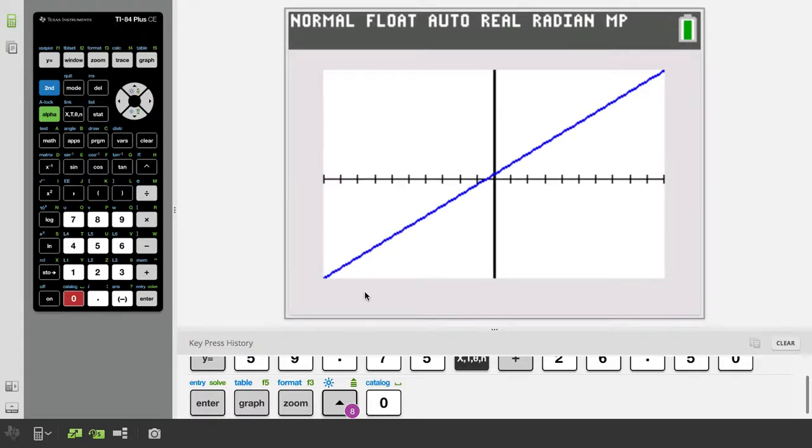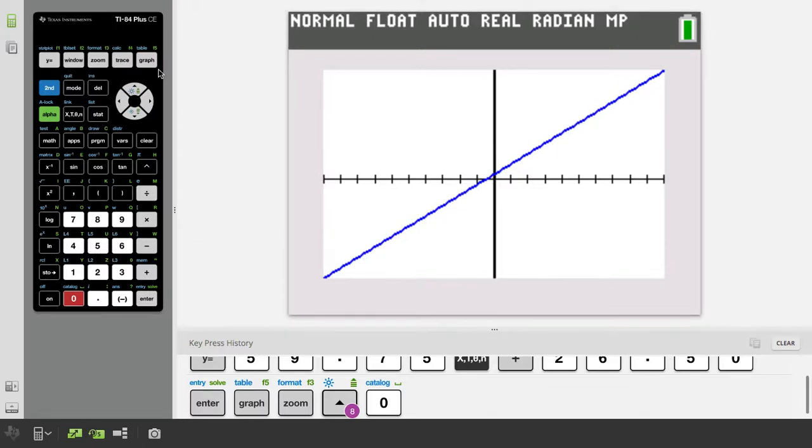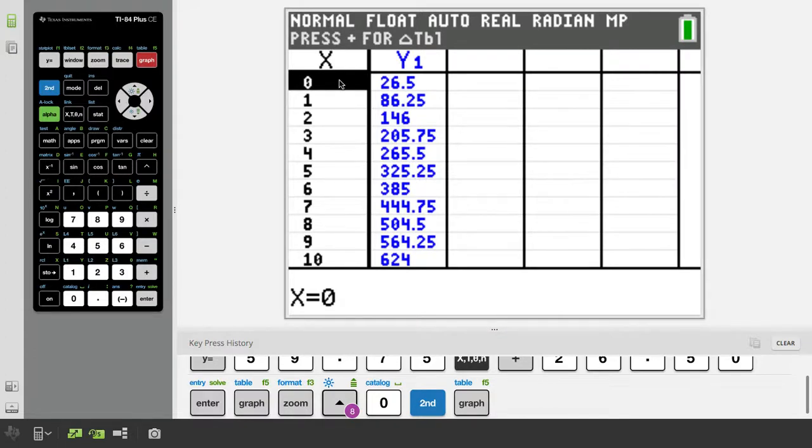Noticing it's a line here. Mostly straight. I guess my calculator screen's not all that good. But what I'm going to do is hit second, blue button, and look for the word table. Okay, so now I have a table of values. And like magic, for every x value, there's an associated y value. So from here all the way down is everything we need.